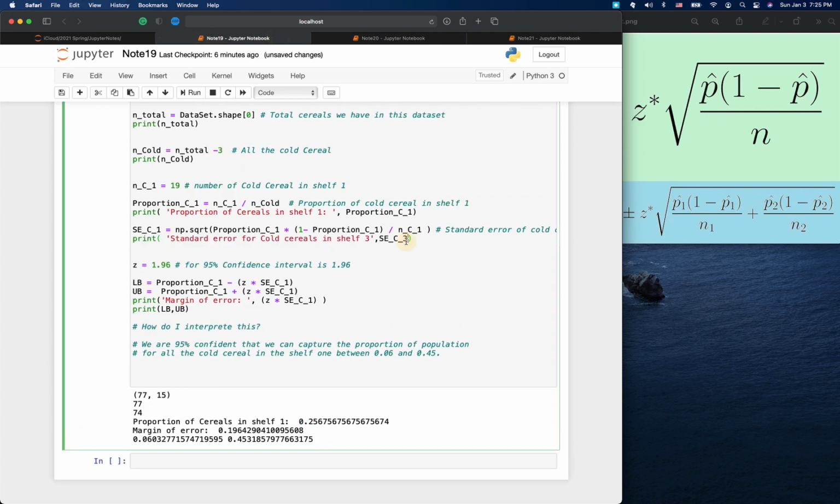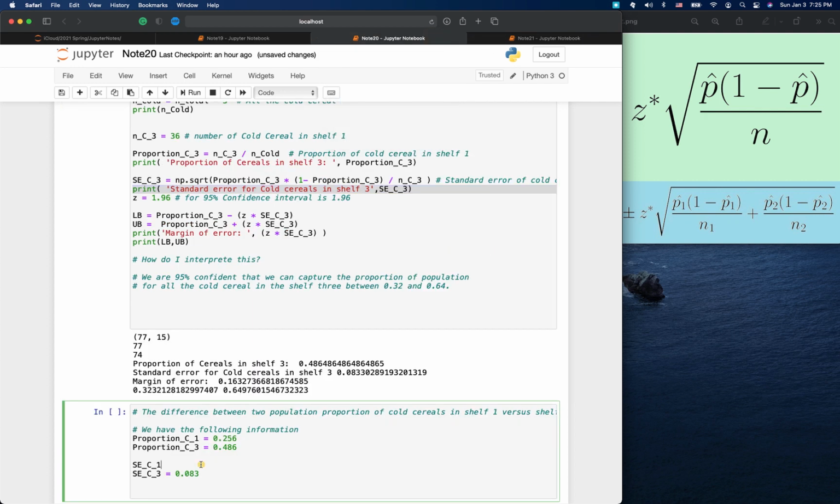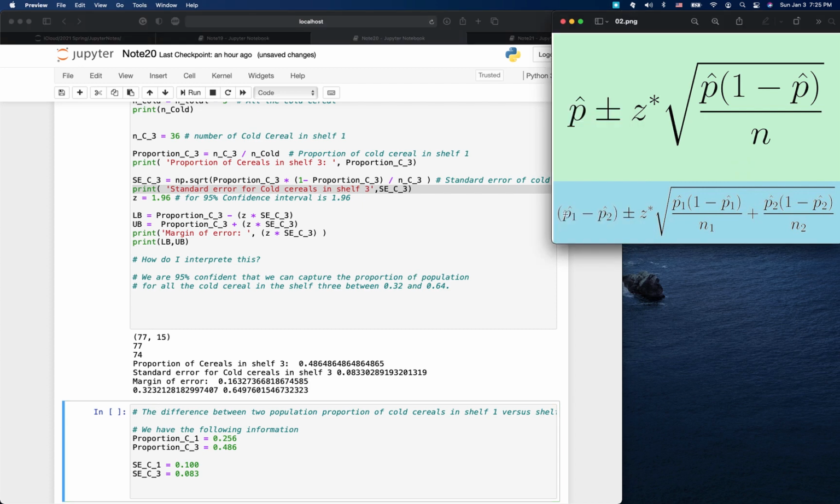For this one also, I'm going to get the proportion of, what's the standard error for cold cereal in shelf 1. Okay, this one is equal this much. Okay, so these are the information we have. Do we need anything else? Look at this. So this shows the proportion difference between proportion of group 1, group 2. Then we need the standard error we calculated here, standard error here, z, and then we need the proportion. Okay, so let's do this.